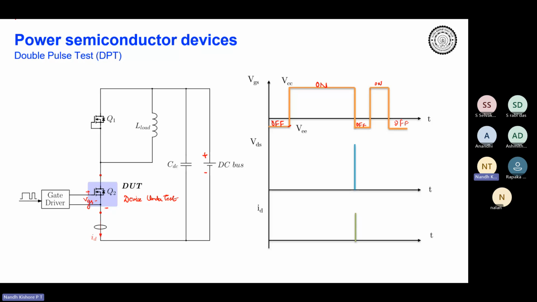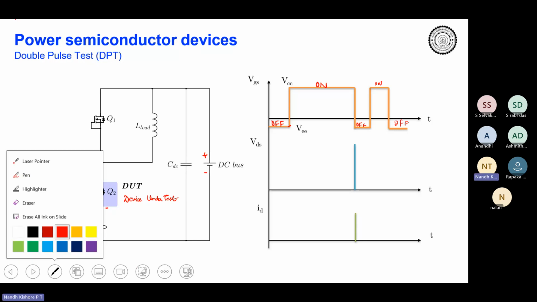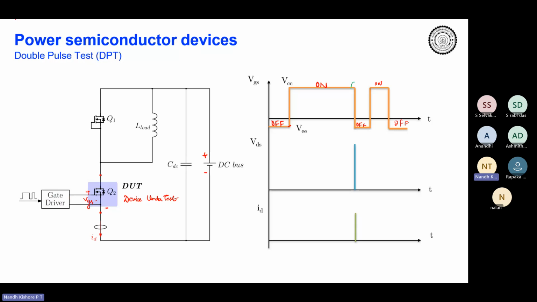And the idea is we want to do device characterization. That is, we want to understand how the device is going to turn on and turn off, right? So we are more interested in understanding what is happening during this turn on and turn off duration, what is happening during this turn on duration, and what's happening during this turn off duration, right? That is, we want to understand how the device turns on.